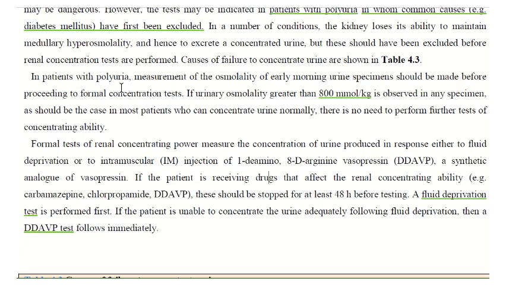إذن في المرضى اللي عندهم polyuria، فقياس الosmolality of early morning urine specimens should be made before proceeding to formal concentrating test. إذا كان urinary osmolality أكثر من 800 millimole per kg is observed in any specimen, as should be the case in most patients who can concentrate urine normally، كما ينبغي أن يكون الحال في معظم المرضى الذين يمكنهم تركيز اليورين بشكل طبيعي. There is no need to perform further test of concentrating ability. ليست هناك حاجة لإجراء المزيد من الاختبارات of concentrating ability.